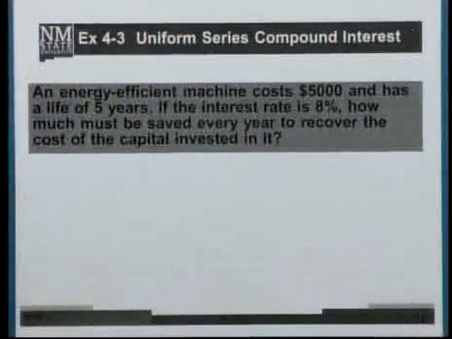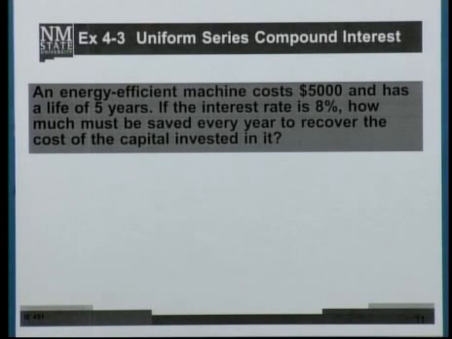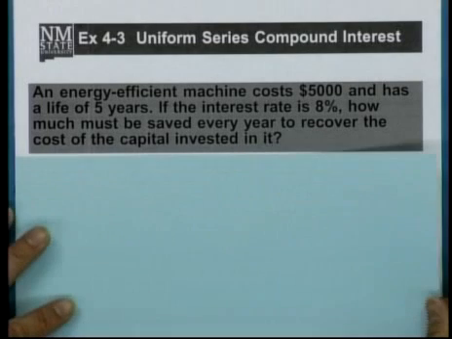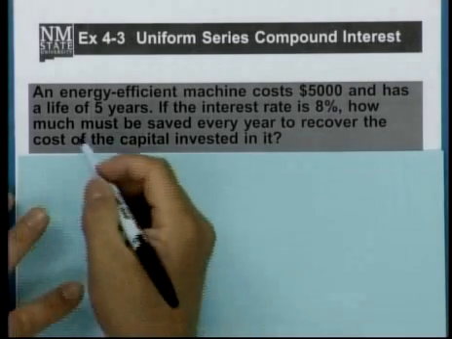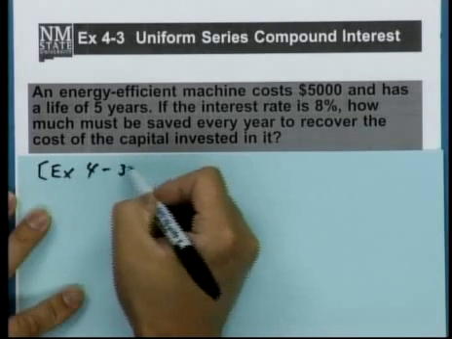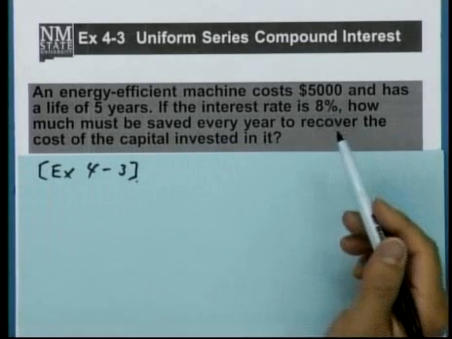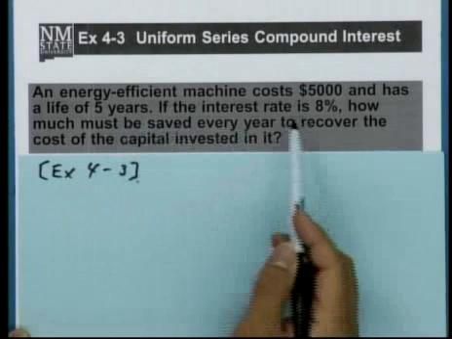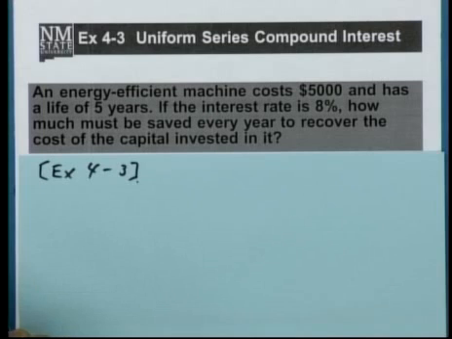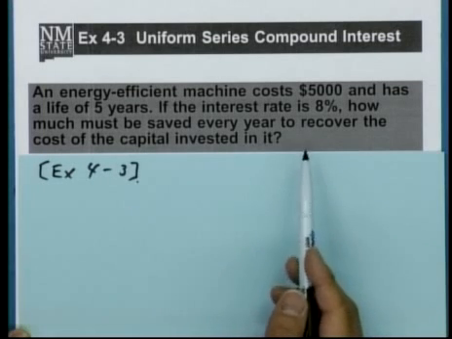Okay, then let's take example 4-3 from our text. An energy efficient machine costs $5,000 and has a life of 5 years. If the interest rate is 8%, how much must be saved every year to recover the cost of the capital invested in it? So we are working on example 4-3. So a machine costs $5,000 and has a life of 5 years, and the interest rate is 8%. Then how much must be saved every year to recover the investment?